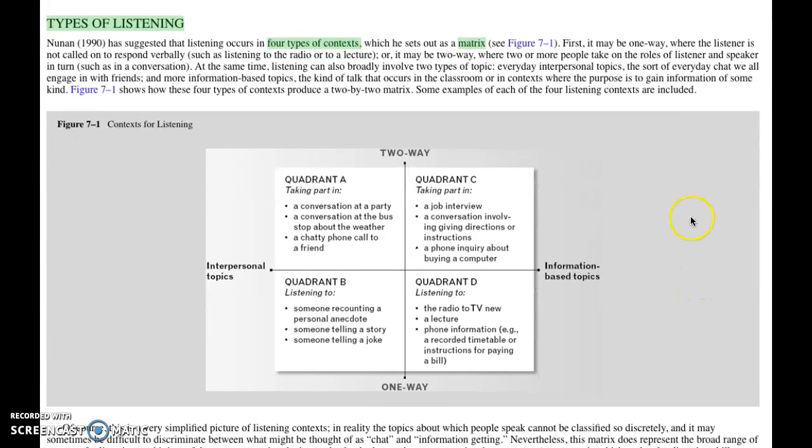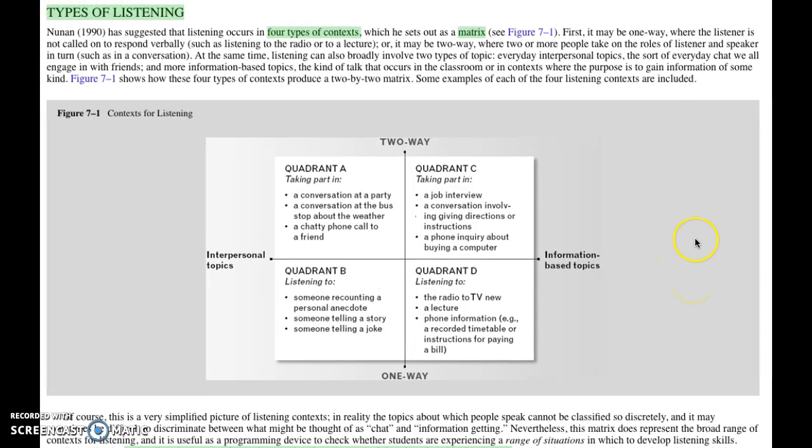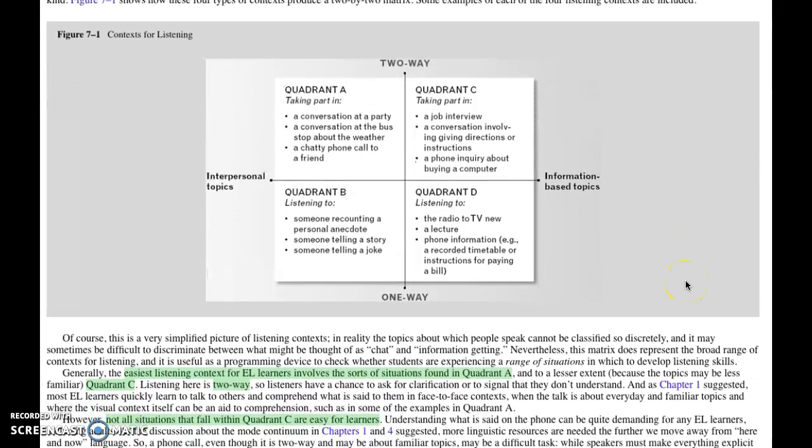And here we can see that there are different types of listening. It's a very simplified matrix view or picture of listening contexts. It's important to recognize that some of these things may not perfectly fit into these categories, but it's still a good way to understand the different types of listening. So here we see there are 4 types of listening contexts. There's two-way at the top, and then one-way at the bottom. And then over here we can see interpersonal topics, and over here information-based topics.